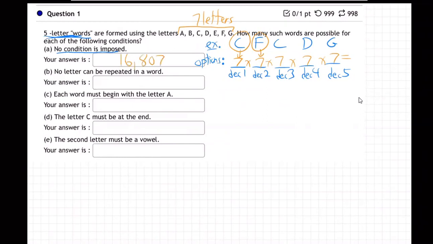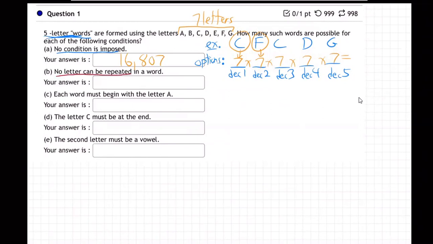Is that good? See how we just think through decisions and options. I think it's helpful just to do an example first. I just picked a 5-letter word, and then I thought back and said, all right, I just did it. How many decisions did I make? And for each of those decisions, how many options did I have? 7 options, etc.